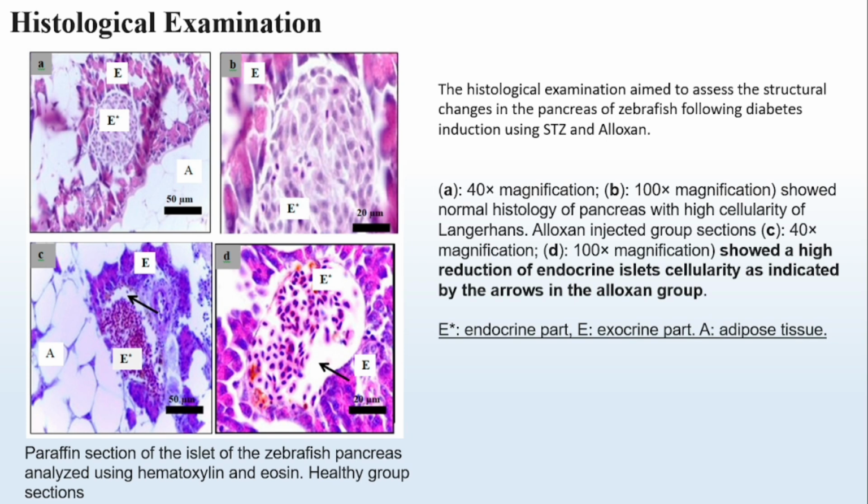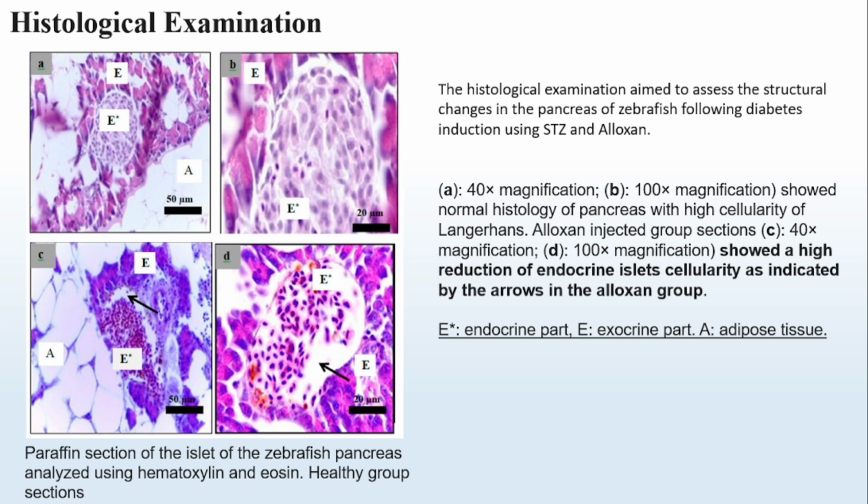And the final step for a deeper understanding of the effect of the chemical when inducing type 1 diabetes, or the treatment when reducing the blood glucose level, is the histological examination. This histological examination aims to assess the structural change in the pancreas of the zebrafish following the diabetes induction using the ATZ or alloxan. So the paraffin section of the pancreatic islets were stained with hematoxylin and eosin.